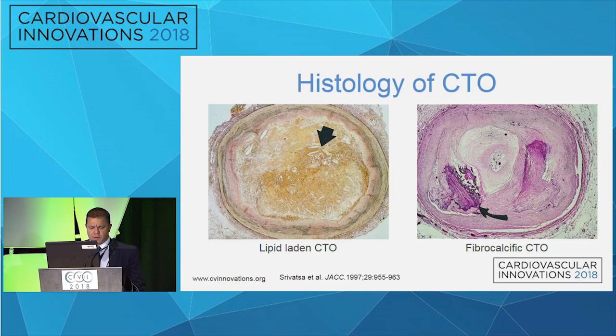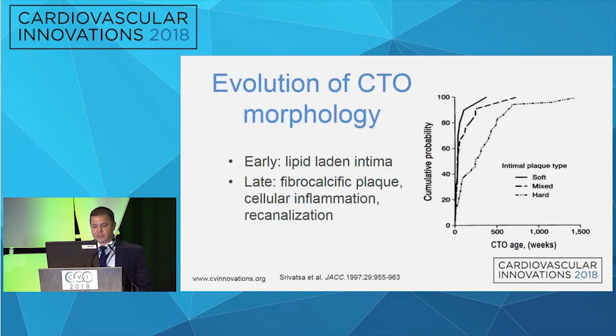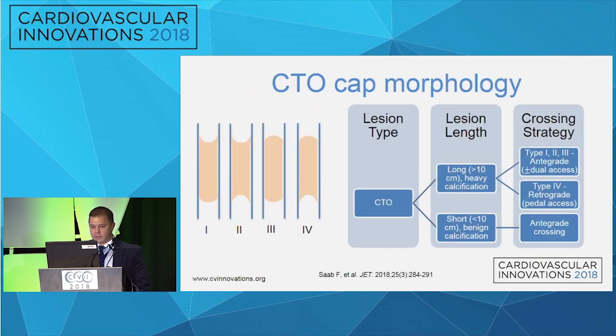The histology of CTOs is important in that the early ones tend to be more lipid-laden, recently thrombosed, softer plaques, whereas the more chronic occlusions are fibrocalcific and have neointima and channels in the adventitia that are associated with recanalization that can lead to some of the challenges with crossing CTOs. Lipid-laden intima tends to be the more early forms of chronic total occlusions, whereas fibrocalcific plaque we tend to see in these later occlusions as they age.